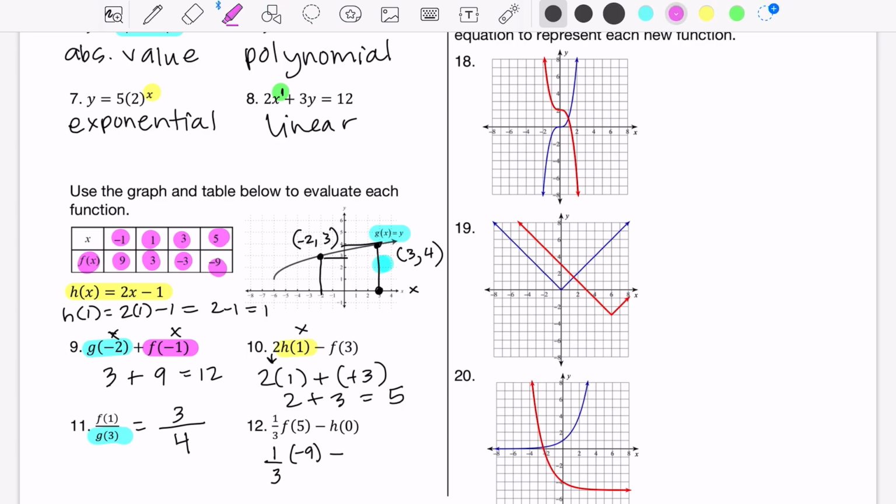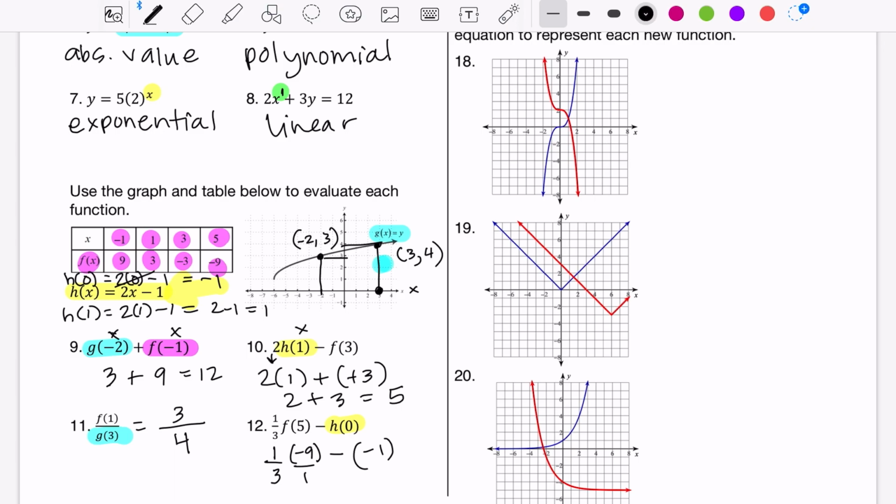So we're back to that h function, which is right there. So we need to plug in 0. So if I do h of 0, that's 2 times 0 minus 1. 2 times 0 is just 0, so that's going to be minus -1. And then we have to do the math on this.